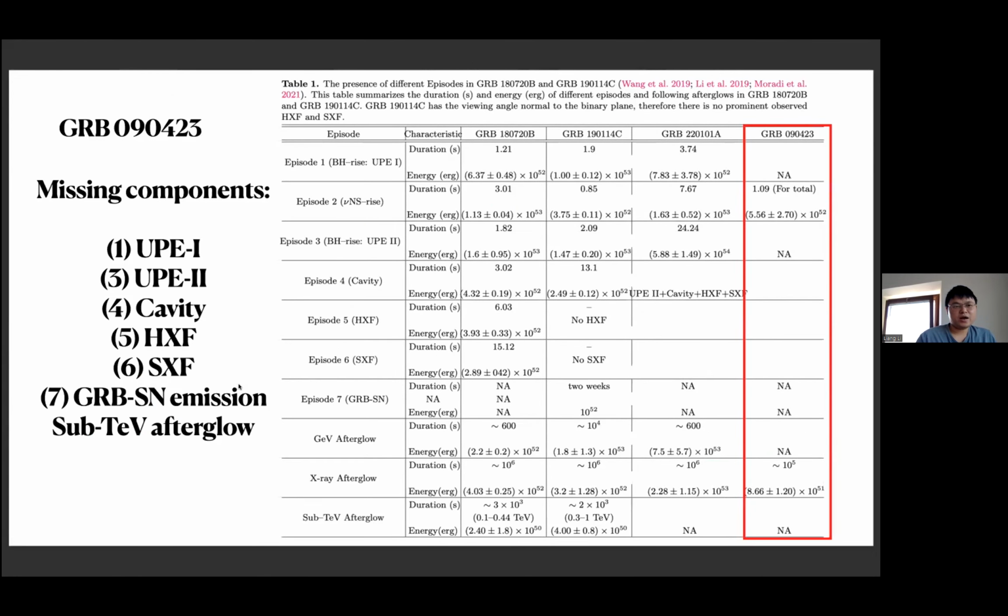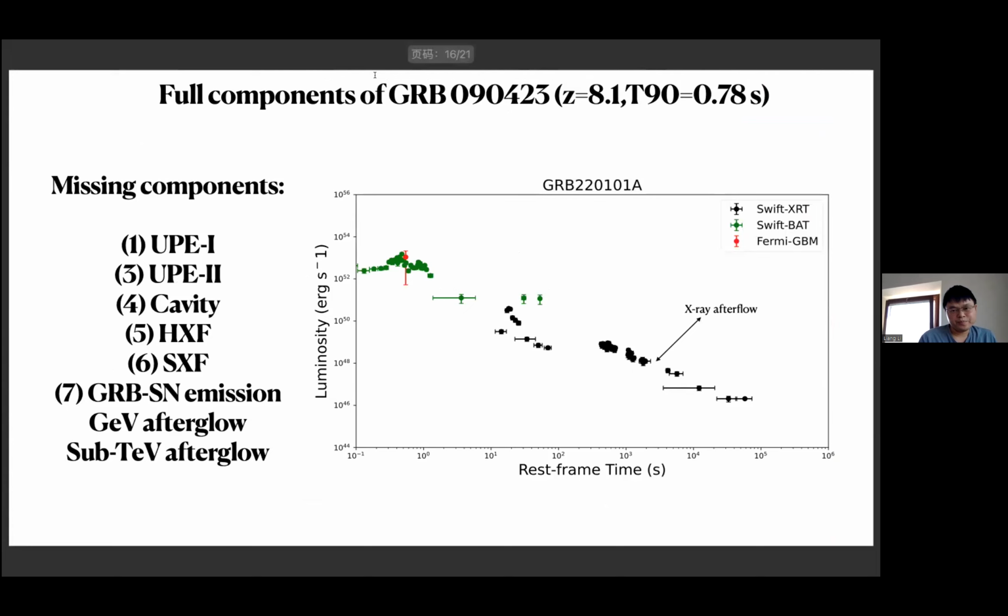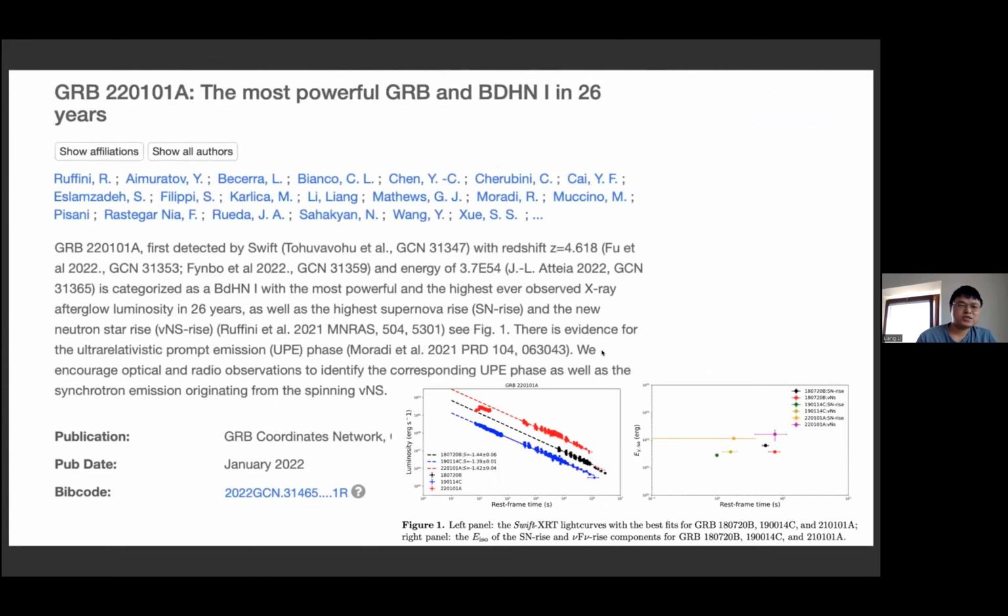We also compare to our result another very interesting burst, the 0423. This one has the highest redshift, and the duration is less than 1 second. We are nearly missing all the components. We only observe the neutron star rise and the X-ray afterglow. So this is our GCN result, published on the GCN.